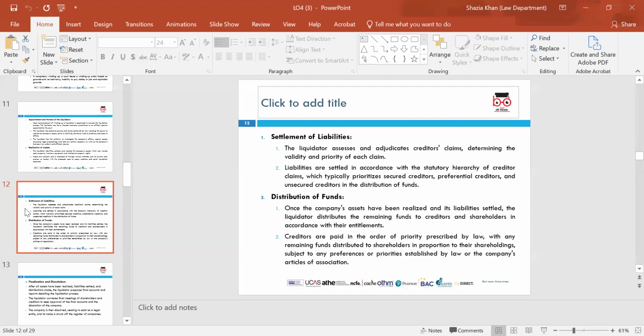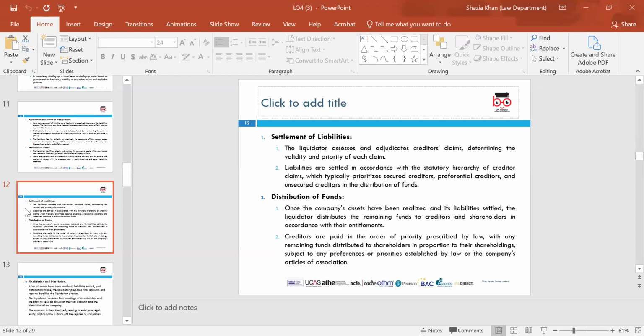Settlement of liabilities. So the liquidator assesses and adjudicates creditors' claims, determining the validity and priority of each claim. Liabilities are settled in accordance with the statutory hierarchy of creditor claims, which typically prioritizes secured creditors, preferential creditors, and unsecured creditors in the distribution of funds.